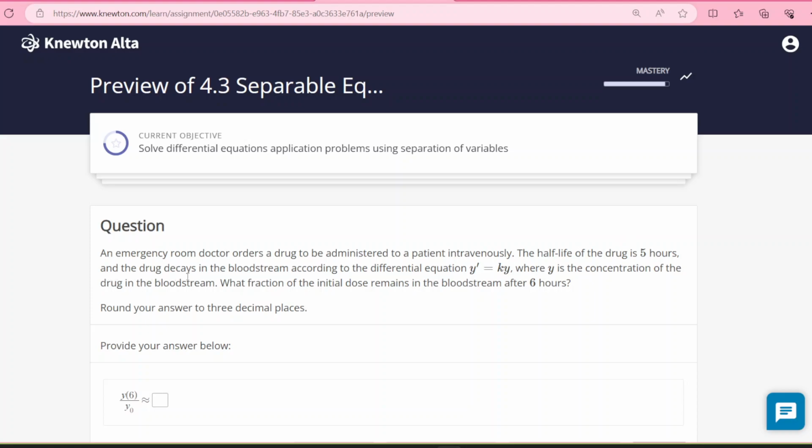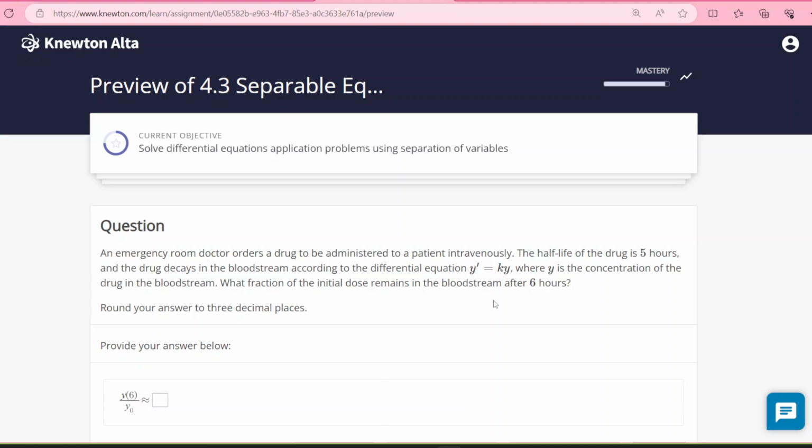And the drug decays in the bloodstream, right? Reduces according to the differential equation, y prime equals ky, where y is the concentration of the drug in the bloodstream. What fraction of the initial dose remains in the bloodstream after 6 hours? Round your answer to 3 decimal places. All right, so I'm going to write this out. The nice thing is they do give us an equation here. We'll start with that.